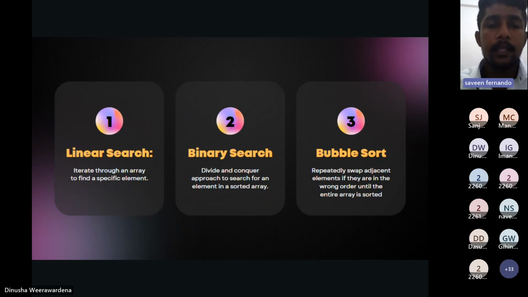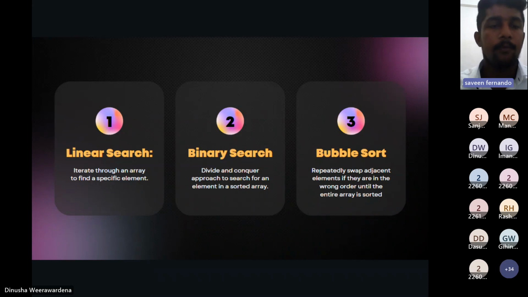A linear search is like going through each toy one by one, starting from the top of the box. You pick up each toy and see if it's the toy car you are looking for. If it is, you stop searching and say, I found it. But if it's not, you keep going until you either find the toy car or reach the end of the box. So basically, it works by iterating through each element of the array and comparing it with the target element until a match is found or the end of the array is reached.